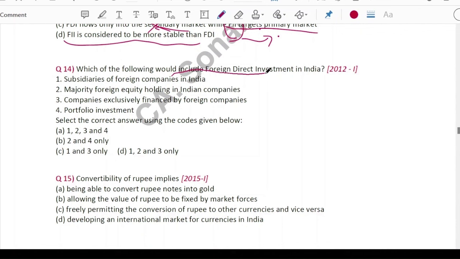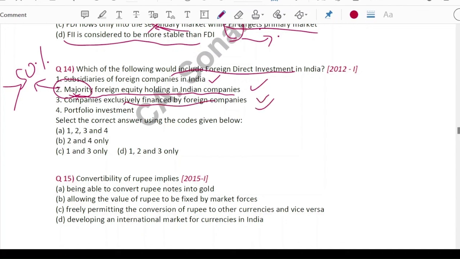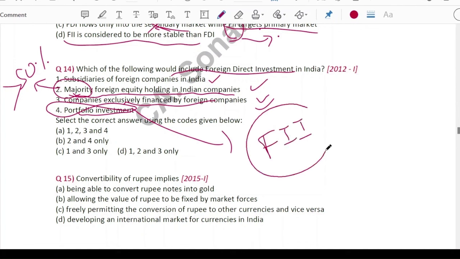What is included in the FDI? Subsidiaries of the foreign companies in India? Yes. Majority foreign equity holding in the Indian companies? Yes. Majority means more than 50%. But here we have seen more than 10% is FDI. Companies exclusively financed by foreign companies. It will also be more than 10%. So 1, 2, 3 is correct. Portfolio investment is not FDI, rather it is FII. So answer is 1, 2 and 3.